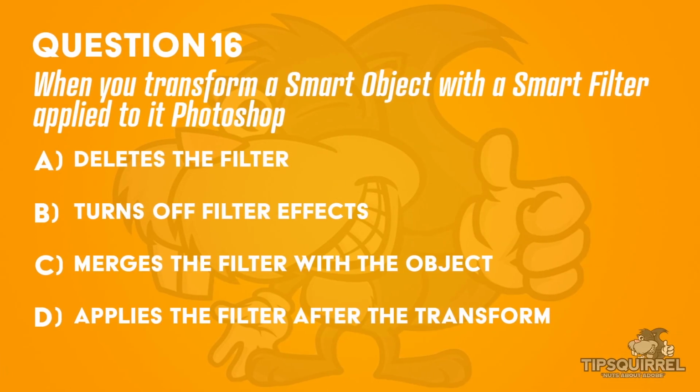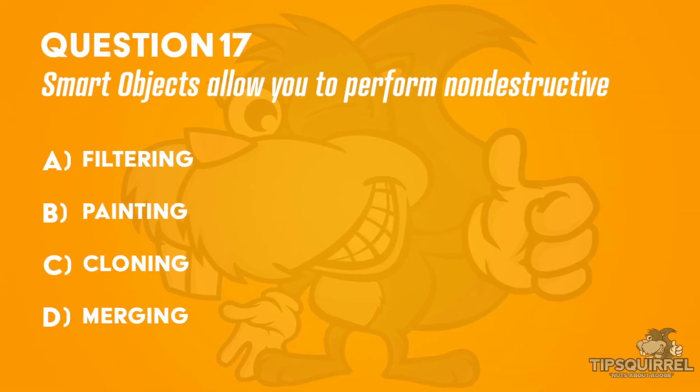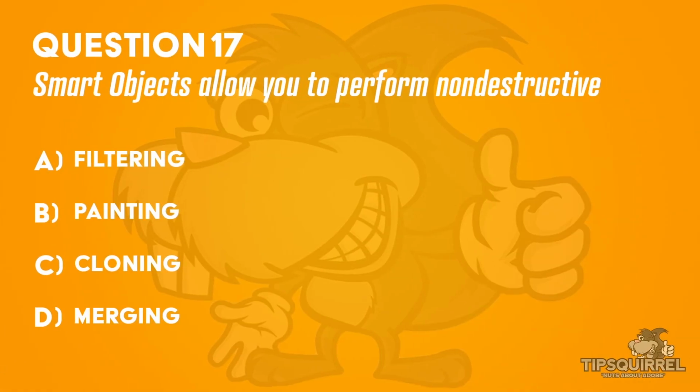Question number 16. When you transform a smart object with a smart filter applied to it, Photoshop does what? Is it A, deletes the filter, B, turns off filter effects, C, merges the filter with the object, or D, applies the filter after the transform? Question 17. Smart objects allow you to perform non-destructive what? A, filtering, B, painting, C, cloning, D, merging.